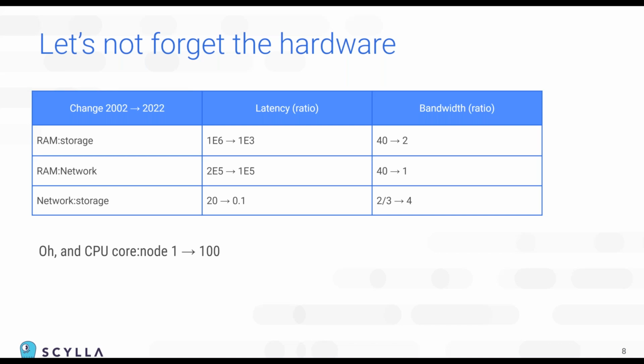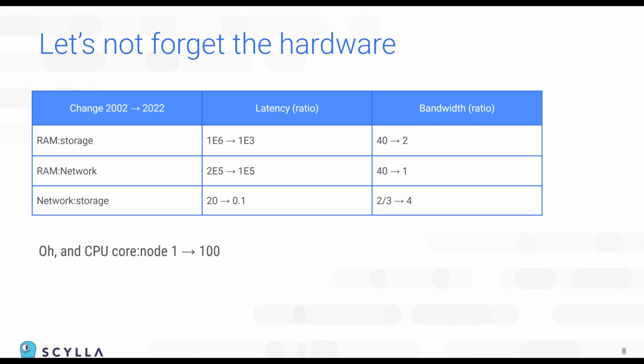For example, back in the day, the speed of the network in a single data center was about half a millisecond to contact a remote server. And the latency of a magnetic disk was 10 milliseconds.